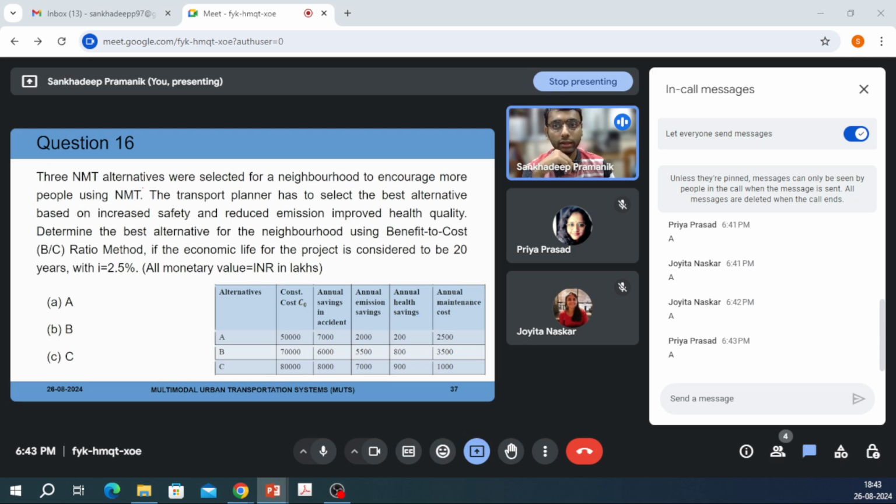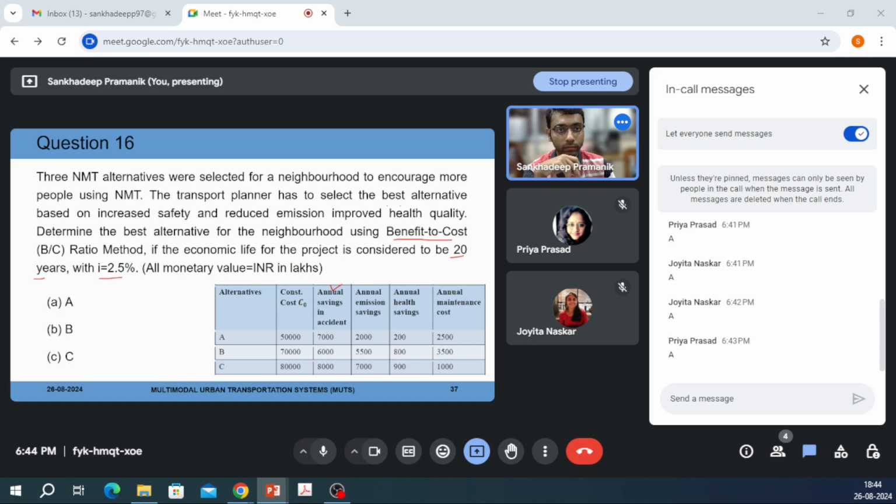Next is, three NMT alternatives were selected for a neighborhood to encourage more people to use NMT. The transport planner has to select the best alternative based on increased safety, reduced emission, and improved health quality. So these are three things: annual savings in accidents, and determine the best alternative for the neighborhood using benefit cost ratio if the economic life of the project is considered to be 20 years and i is 2.5, that is the interest rate.